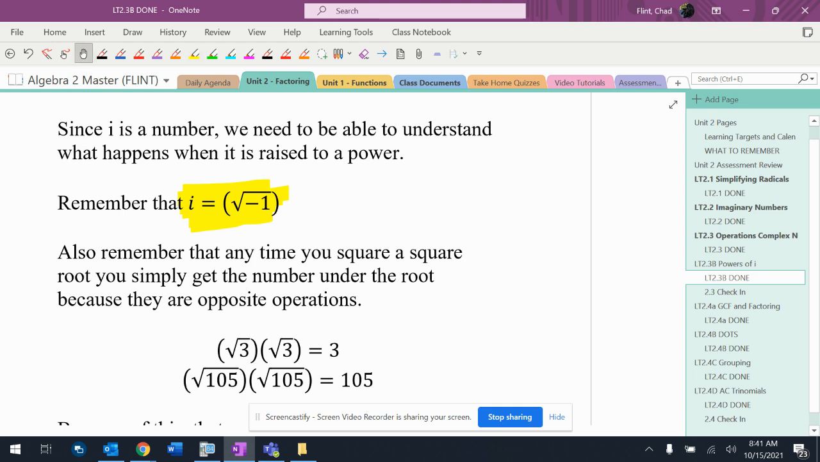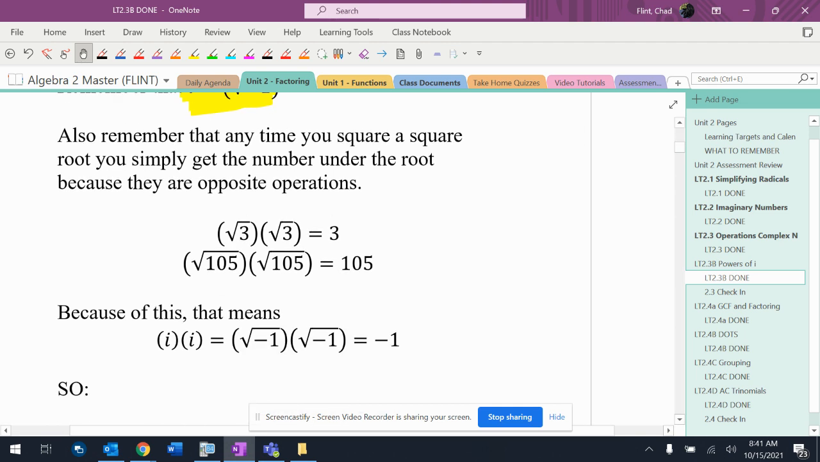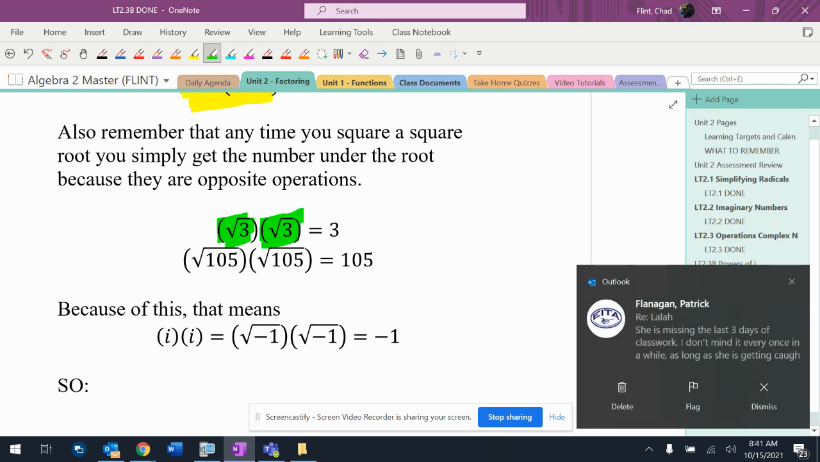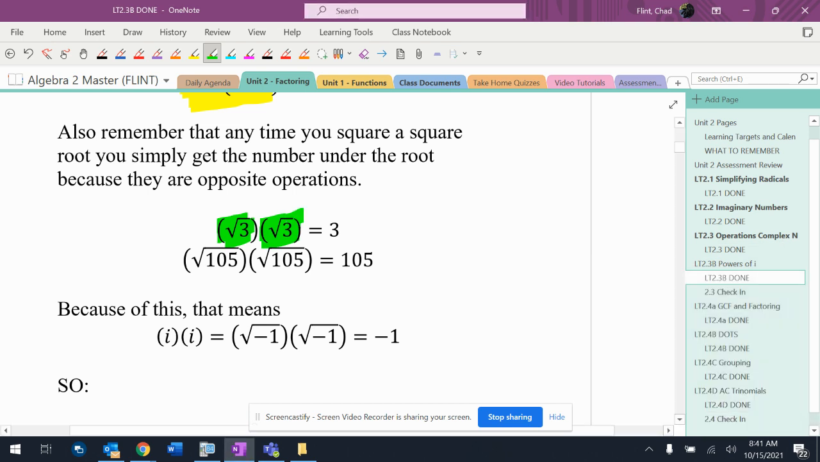So it's a pretty simple little substitution, but let's walk down through here a couple things that'll give us a reasonable idea of what's going to happen. Looking back at things that we should already know, if we take two square roots that are exactly the same, such as square root of 3 and square root of 3, and multiply them together, that's going to give us 3, because square roots and squares are opposite operations. So that means that they are going to get rid of each other.